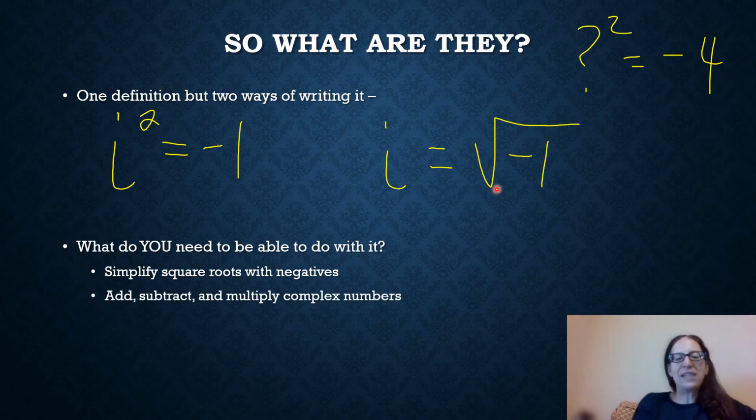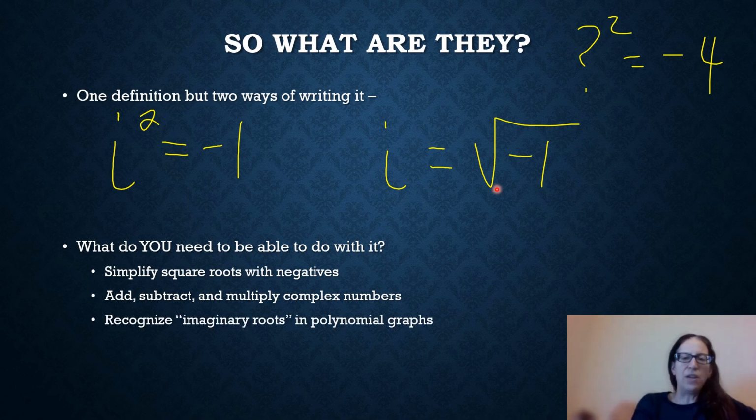You will have to add, subtract, and multiply complex numbers. We are not going to do division of complex numbers, okay? At least not at this time, but you will need to add, subtract, and multiply them. And you will need to recognize imaginary roots or imaginary zeros in polynomial graphs. We'll touch on that in this unit, and we'll get more into that in the next unit. So those are the things that you are going to be expected to do with imaginary numbers.